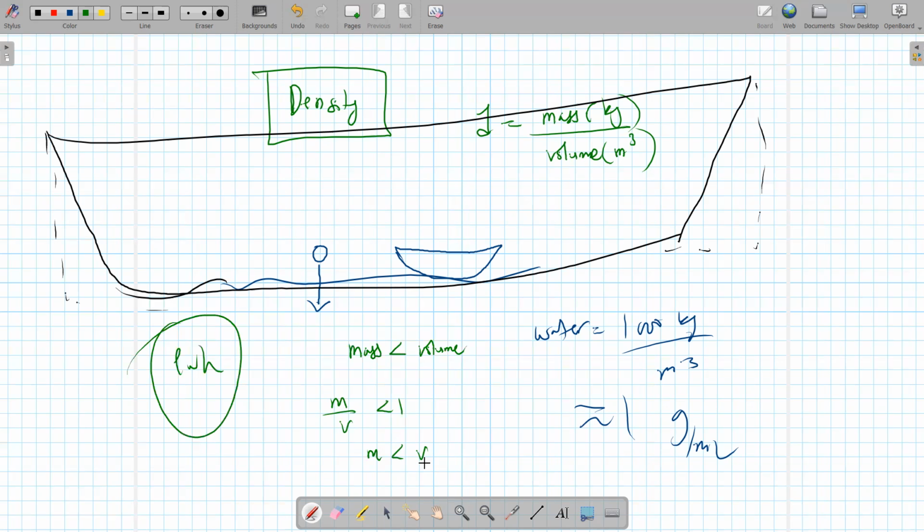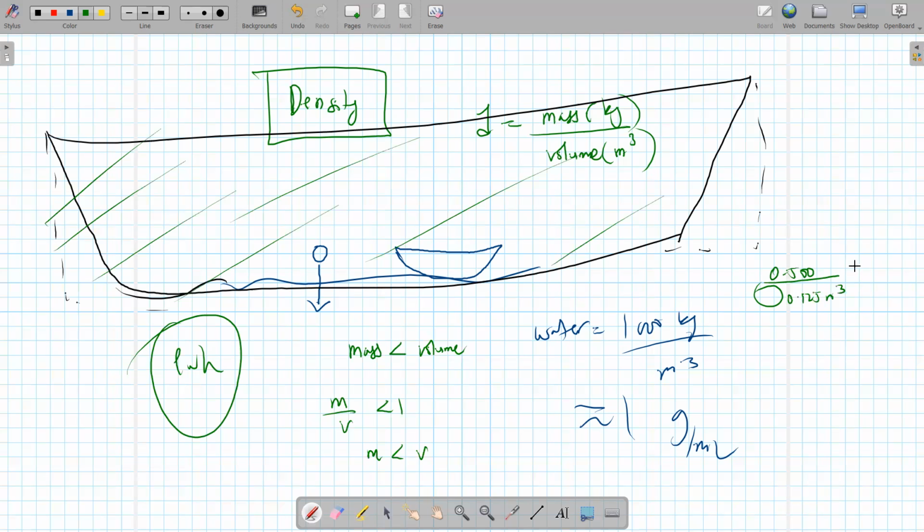This thing has a massive volume. It also has a massive mass, though. That's another thing. A rock, on the other hand, doesn't have much of a volume, but has a big enough mass. If you do the math, for a palm-sized rock, it'll probably weigh like 0.5 kilograms. But its volume is going to be like 0.125 meters squared, and this ratio is way bigger than 1. That's why it sinks, and that's why cruise ships don't.